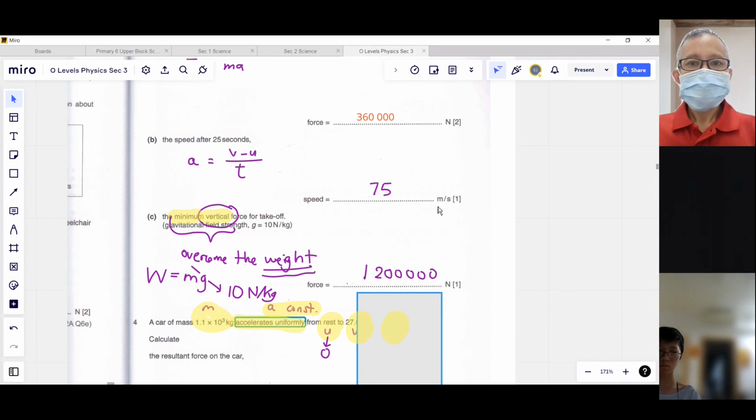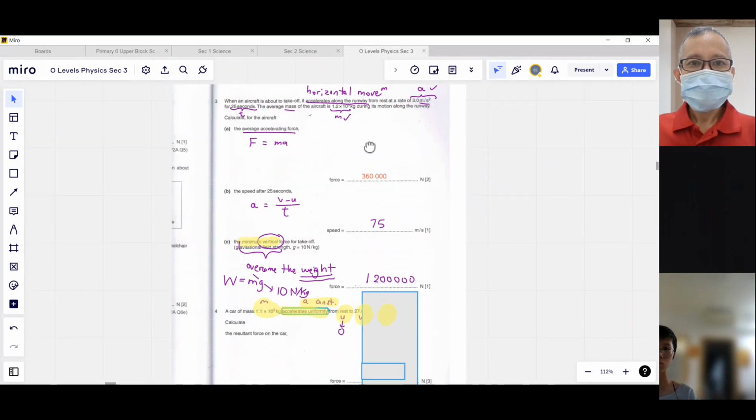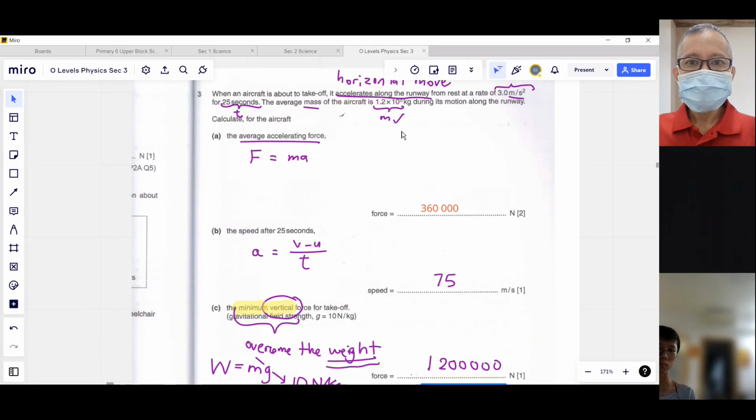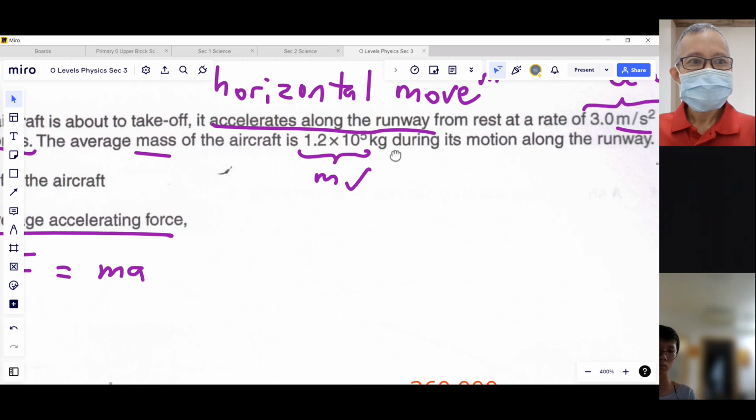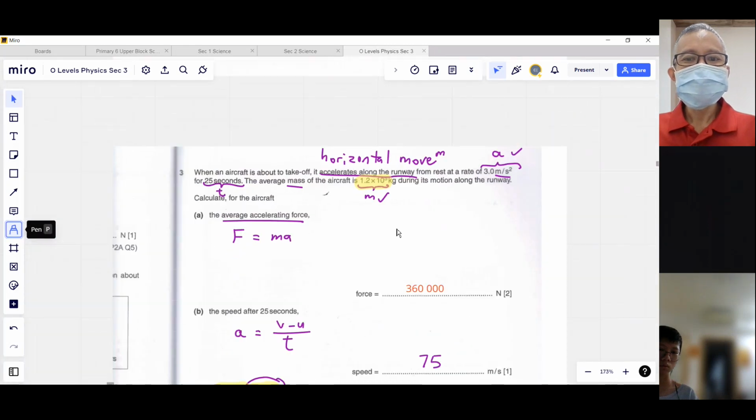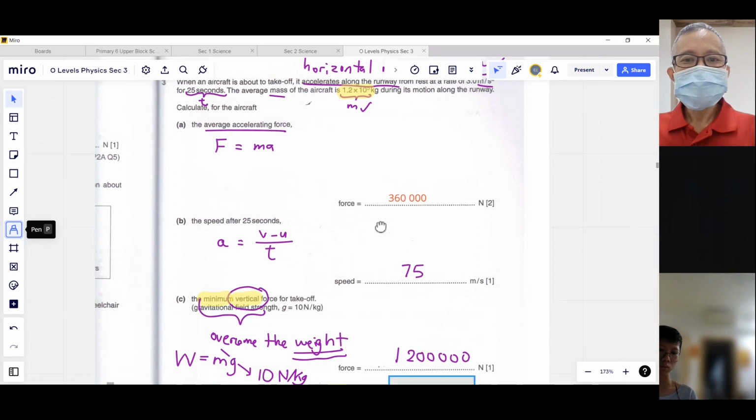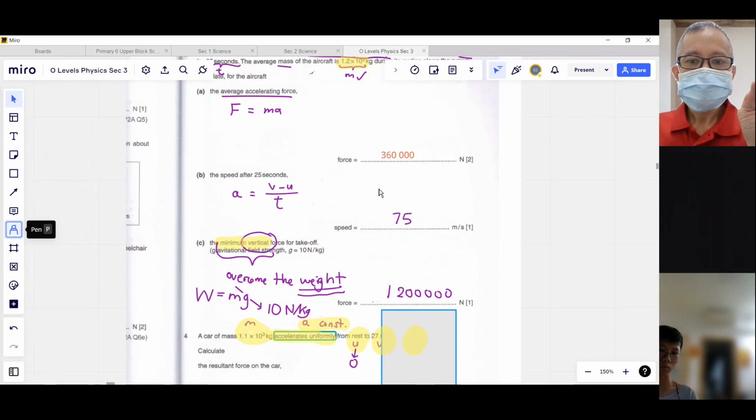What is the mass? You notice the mass here? Did you notice this one? Okay, so guys, please read carefully. It's not about the force, but the mass.